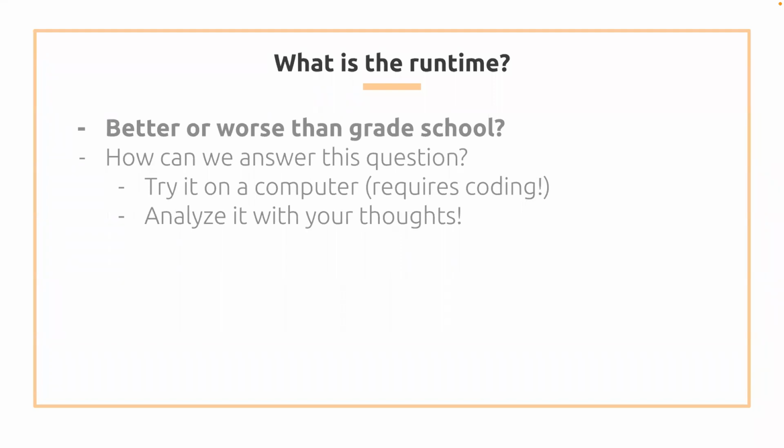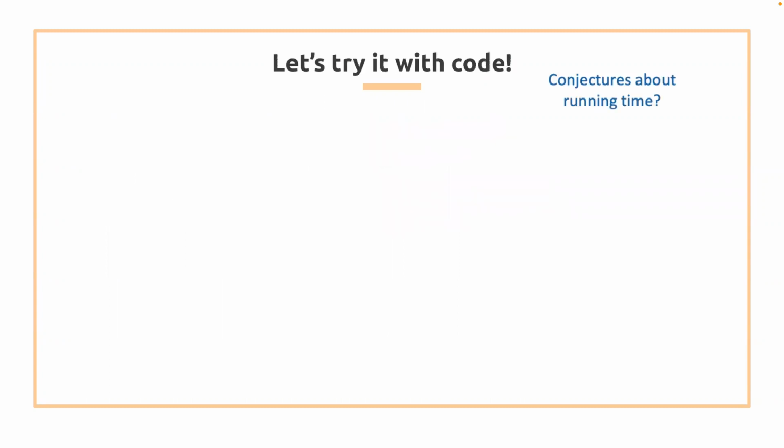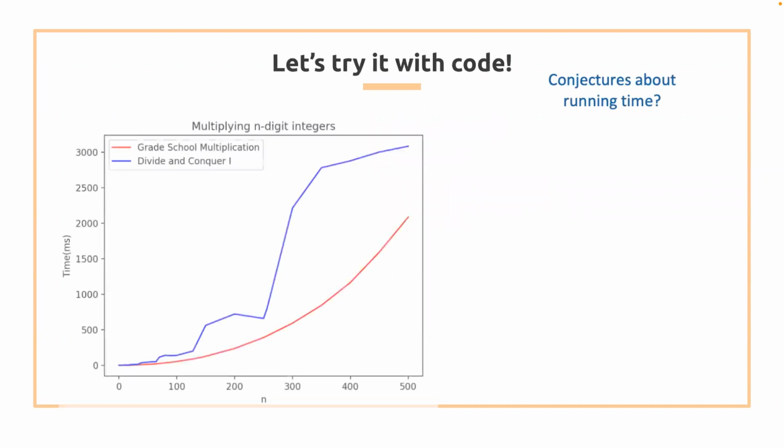Somebody in the back suggested this, which is you could always just code it up, and then you could measure how long it takes for different values of n. So you could do that. Actually, if you try it with code, this is what it looks like. This red line, as n goes from 0 to 500, is how much time in milliseconds my laptop took to multiply with the grade school multiplication.